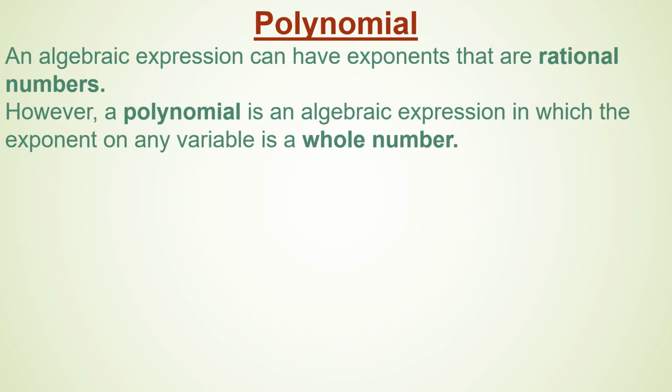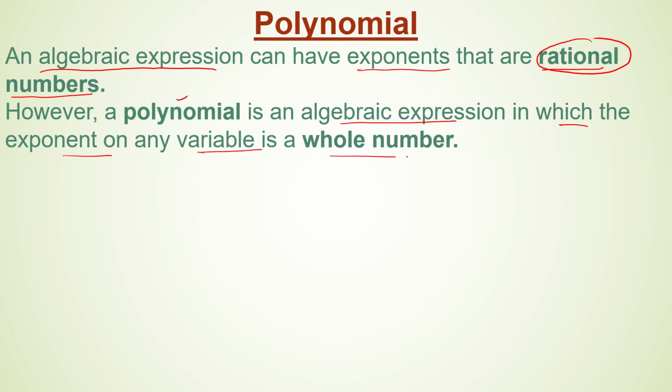Let us see what is a polynomial. A polynomial is just an algebraic expression. When we talk about an algebraic expression, it may have exponents that are rational numbers. But a polynomial is an algebraic expression in which the exponent on any variable is a whole number.